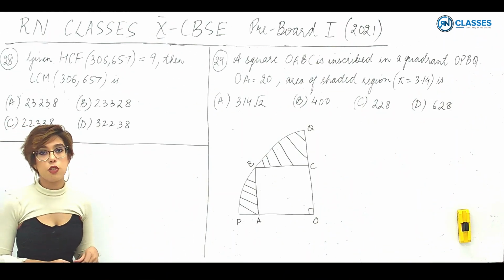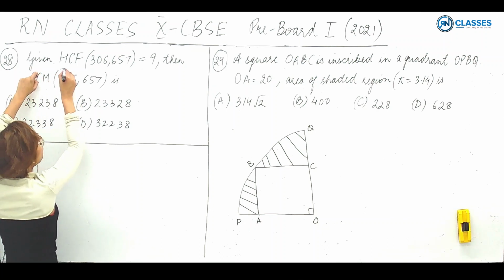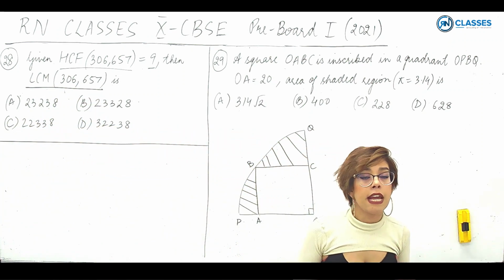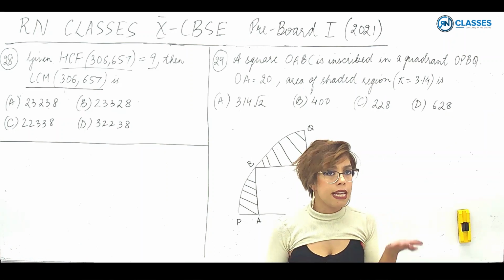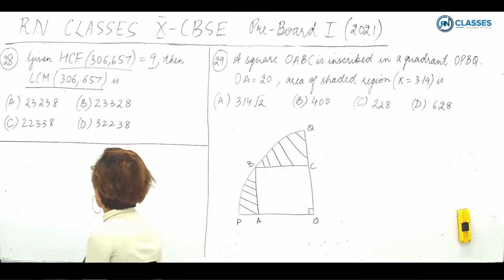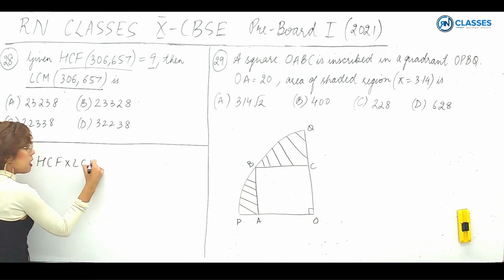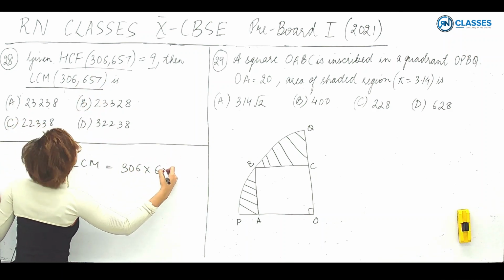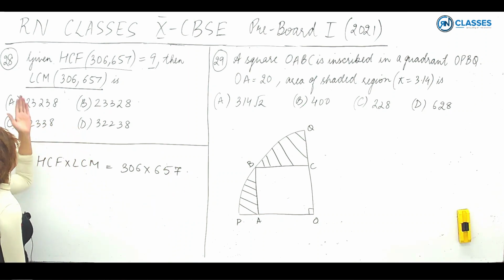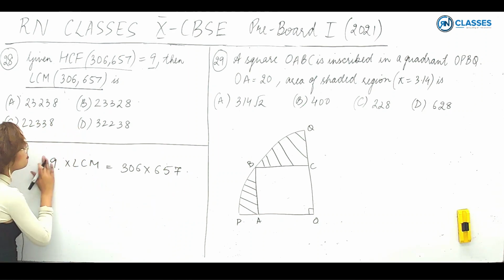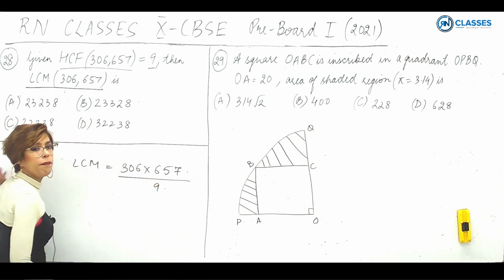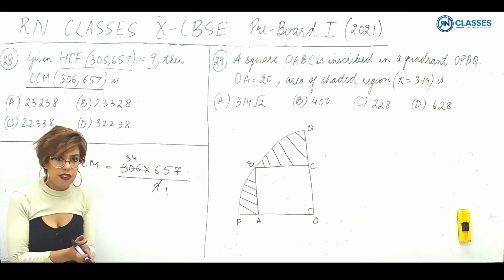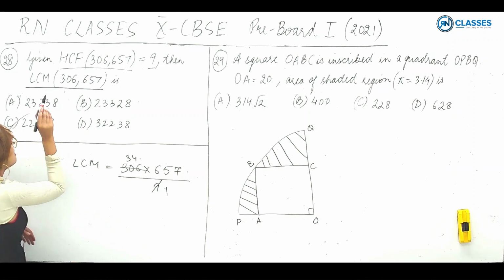Alright, on to the next question, which is question number 28. Given HCF of two numbers is 9, you need to find the LCM. Now, two numbers are given, HCF is given, and you need to find the LCM. Now, is there a relationship between HCF, LCM and the two numbers? Yes. I know that HCF into LCM is equal to product of the numbers, right? And the numbers are given to you, as in 306 into 657, right? Now, I know that HCF is 9. I need to find the LCM, so let's divide it by 9. 9 goes into 306, so this is 34. So 34 into 657, if you do it correctly, you will get the answer as option C.